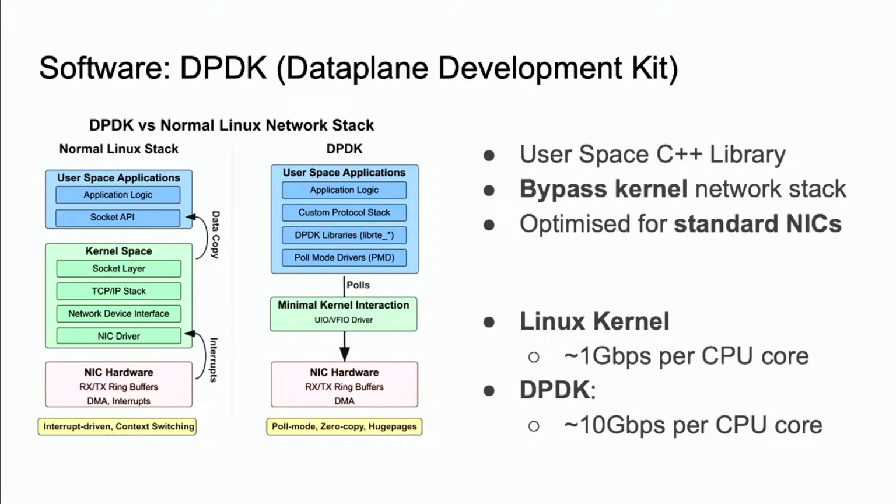So then a software-based data plane is the DPDK, Data Plane Development Kit. So this is a user space C++ library. What makes it special is it basically bypasses the Linux kernel and Linux network stack, and it's optimized for standard NICs like your Intel 7 series, 8 series. It can work with those basic devices. How it works is it basically has a small minimal kernel driver, and it uses a poll mode where it basically polls the device constantly for new packets.